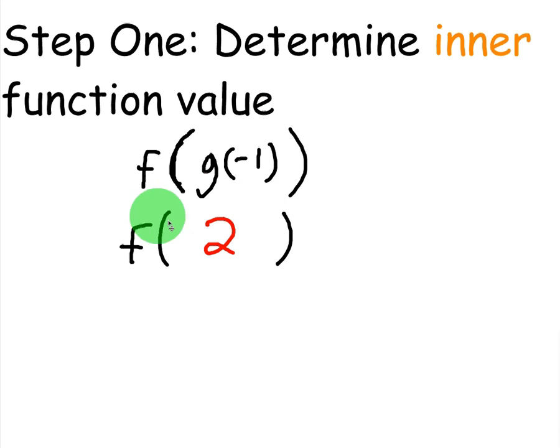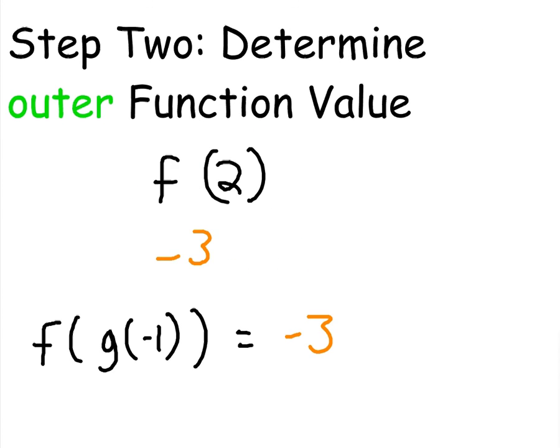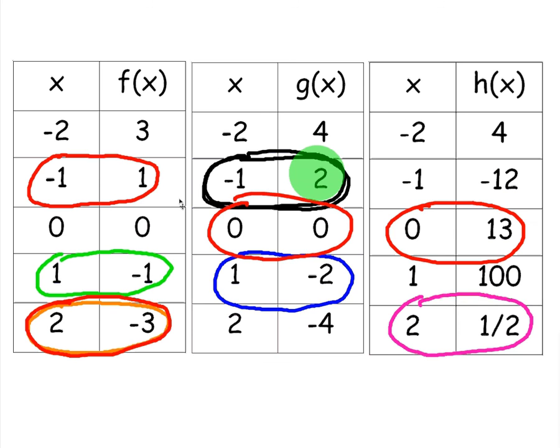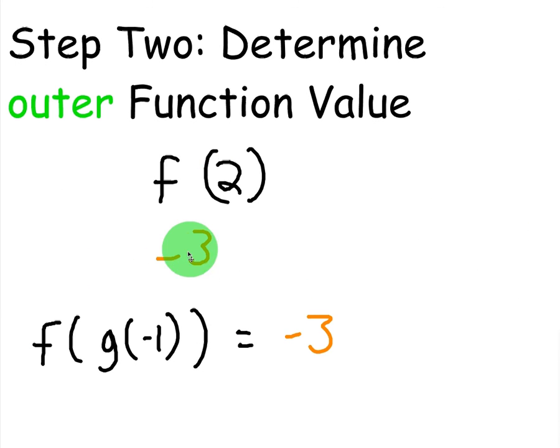Now what do I have? I have f of 2. So now all I have to do for step 2 is to determine my outer function value. What is f of 2? Let's go back to our charts here. We're going to go to the f chart now because it's f of 2. Let's go down to the input for x of 2. What's the output? It's -3. So therefore f of 2 is equal to -3, and that's my final answer.